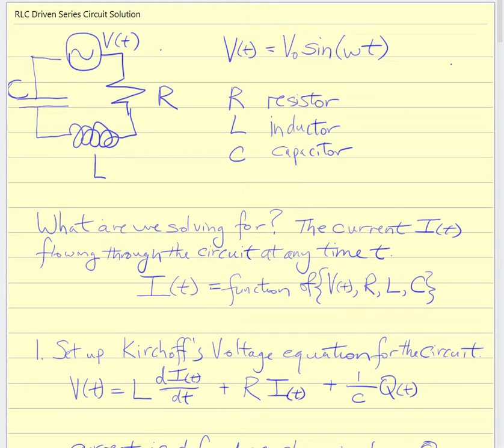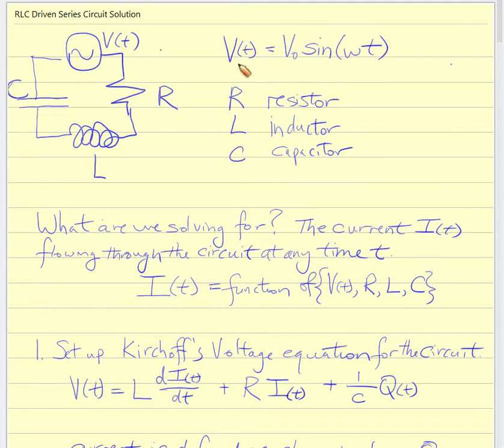In this video, I'm going to go through the steps to solve for the current as a function of time in an RLC series circuit that has a voltage that is not a constant but is a sine function. So it's known as a driven circuit.